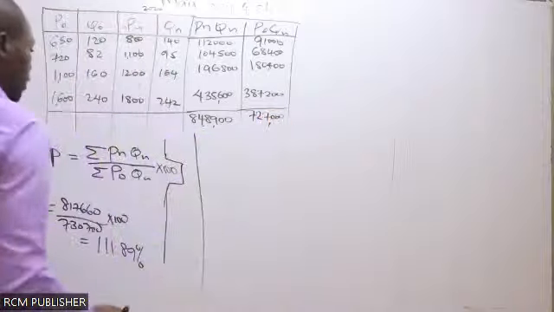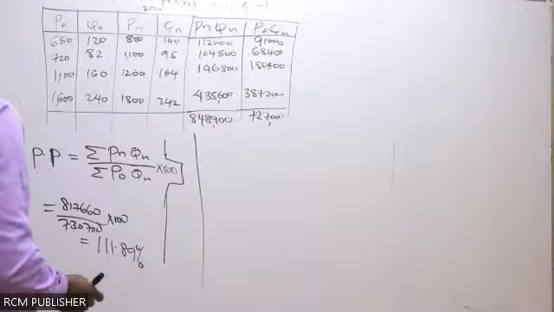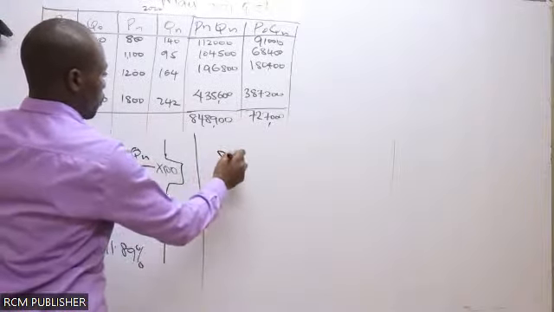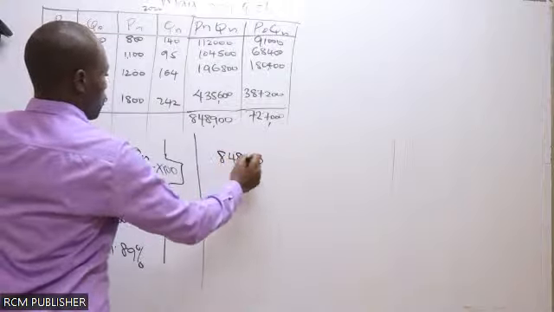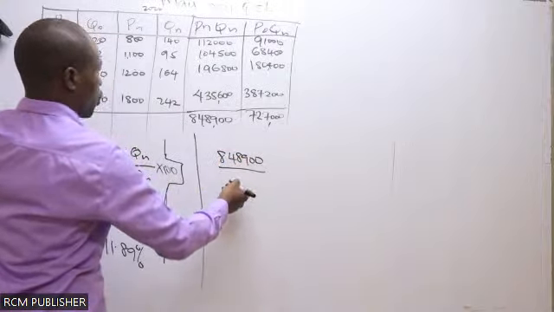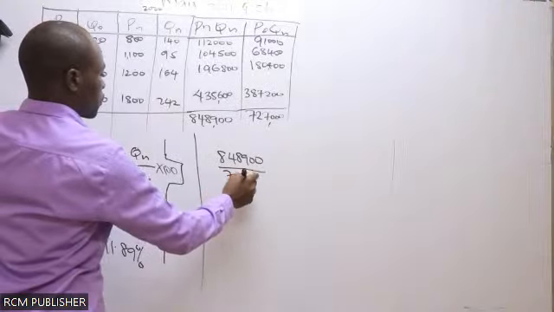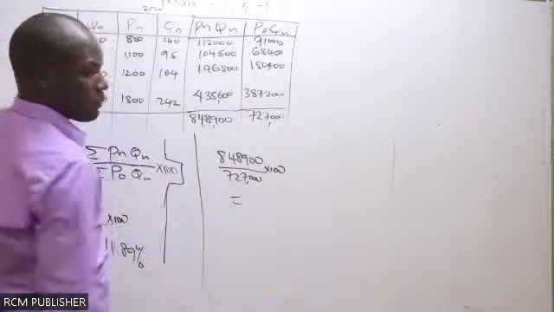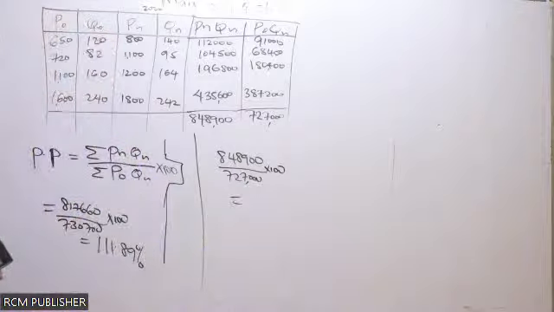So for the other one for 2020, we just need to get our PN, QN over PO, QN. So what do you have?